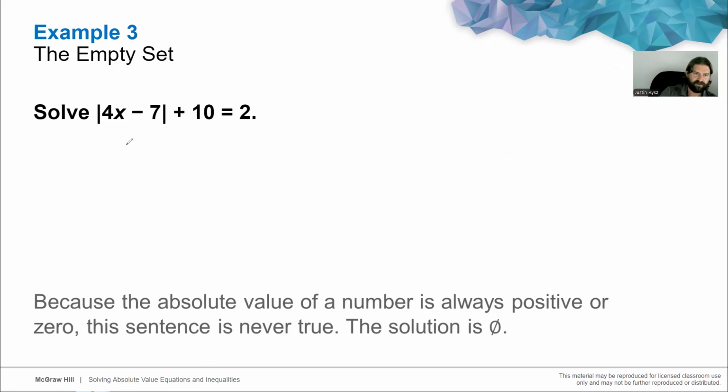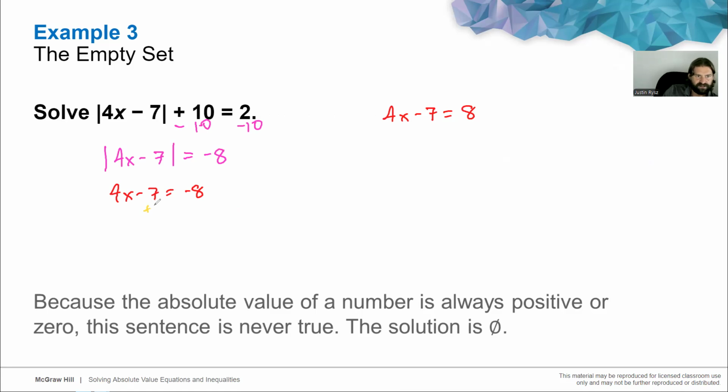All right, let's check our work. So we've got to isolate. We need to minus the 10 over first. We get the absolute value of 4x minus 7 is equal to negative 8. Then we're going to break it up into our two problems. We get 4x minus 7 is equal to negative 8, leave it alone. Then another one of 4x minus 7 equals the complete opposite, positive 8. Let's solve both of those.